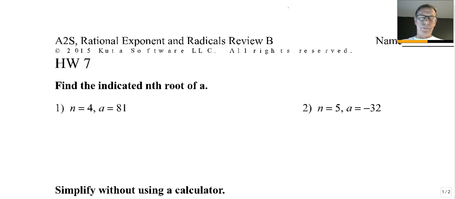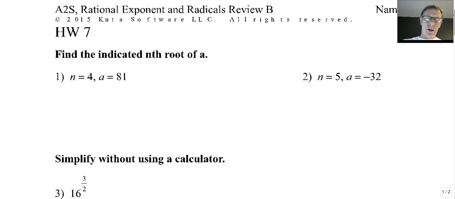I'm going to work out the rational exponent and radicals review that we had for homework. The first problem says find the indicated nth root. The number is 81, and I want to find the nth root. So that would be the fourth root of 81. The answer would be 3.